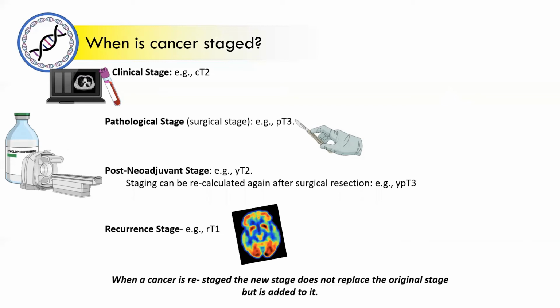Pathological stage. This is used if surgery is done as the first treatment and combines the information gained from tests before surgery with the information gained from the specimen removed. This stage is denoted with a lowercase p in front of the TNM staging. For example, pT3. The pathological stage may vary from the clinical stage in instances where imaging has not shown the true extent of size or spread of the tumor.